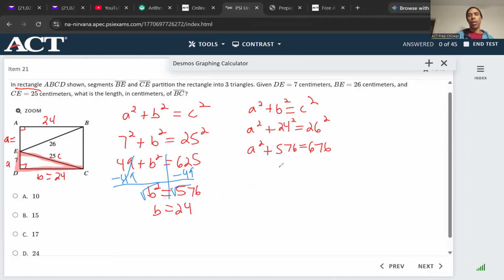And you do the same thing here. I'm just doing it the way I did it. A squared is equal to 100. I subtracted 576 from both sides to get rid of 576. To get rid of square, you square root both sides. The square root of 100 is 10. So then that means this A is 10, which now means that from A to E, which is 10, plus E to D is 7, that's the length of BC, right?